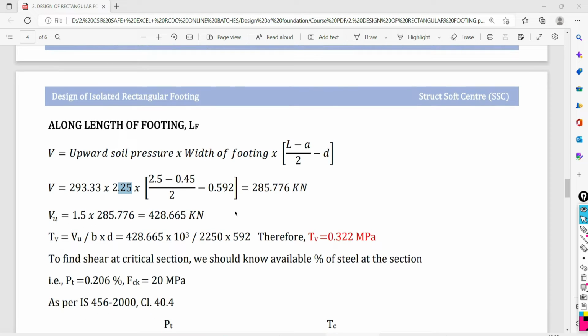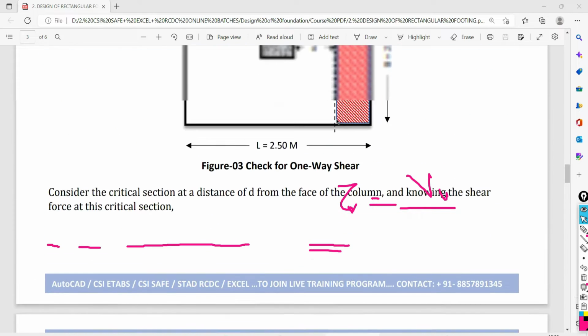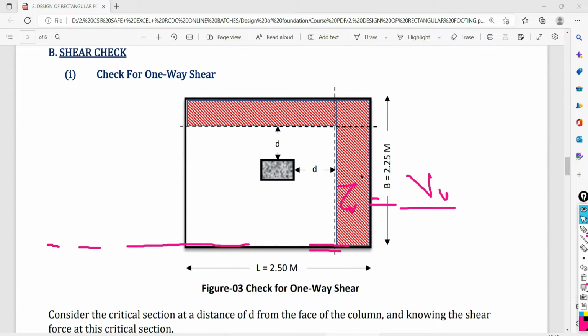Now just multiply this value by 1.5. So we will get the ultimate value, or we can say the factored value, as 428.665 kilonewton. If you would like to find the nominal shear, the nominal shear becomes Tau V equal to Vu divided by b into d. If you put all these values here, you get the nominal shear as 0.322 Newton per mm square. This is the nominal shear developed at this critical section along the length.